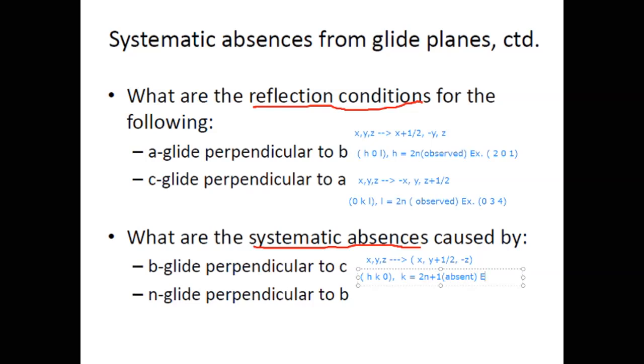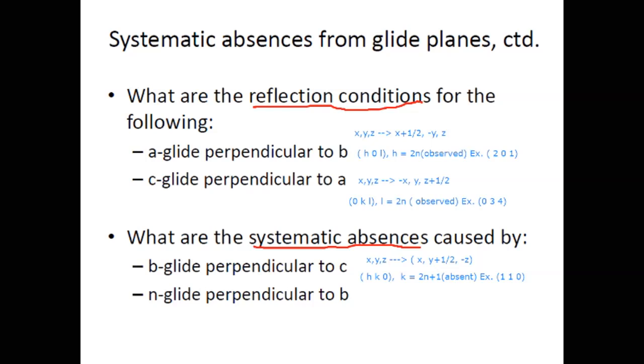So an example of this, the 1, 1, 0 reflection. Because K is odd, this should be systematically absent.